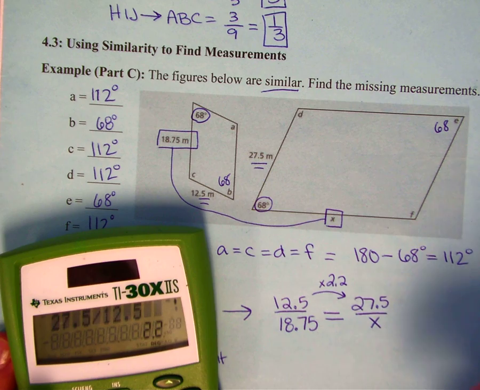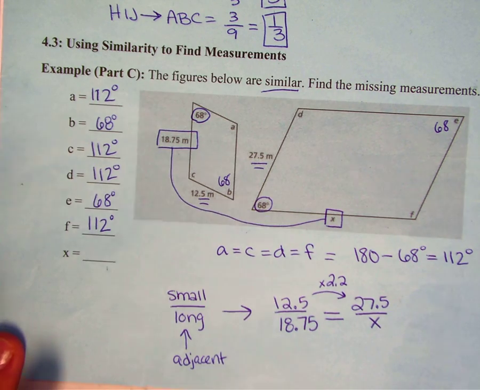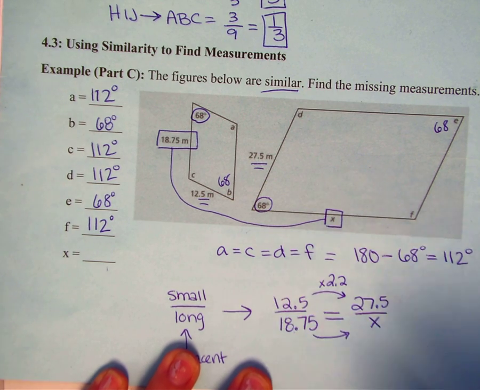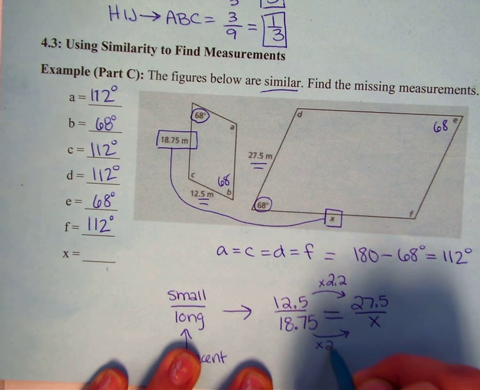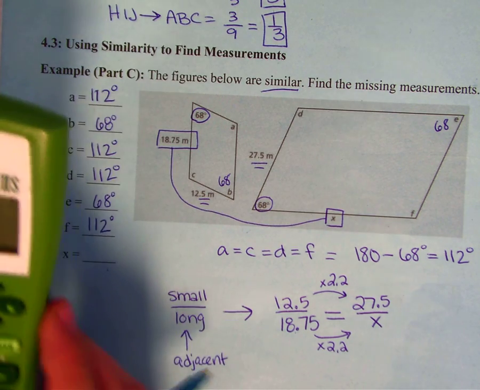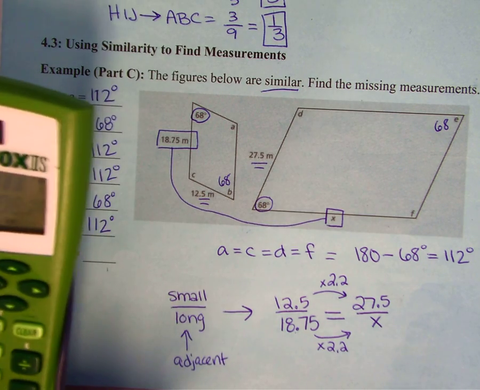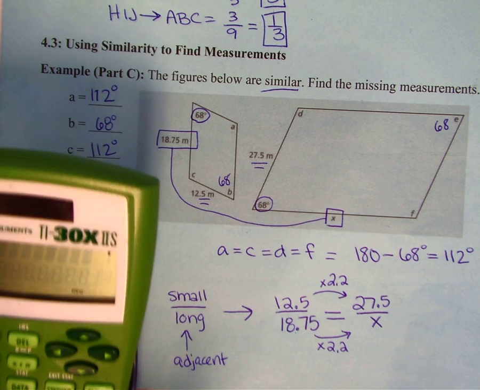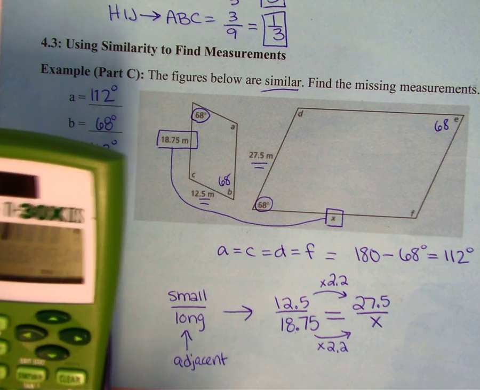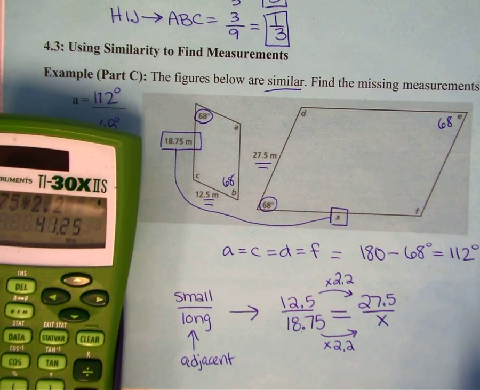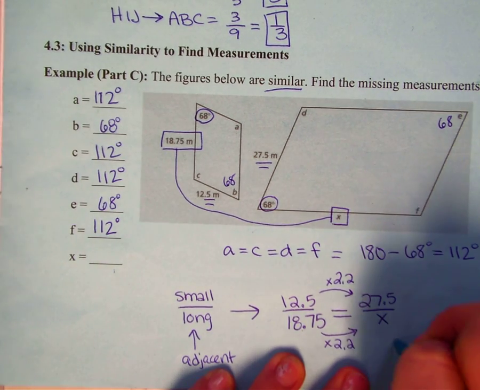And then if I do 18.75 into this one, if that goes in 2.2 times, then this one should also go in 2.2 times. So I can take the 18.75 times 2.2. And we get 41.25 when we type that in. So X would equal 41.25.